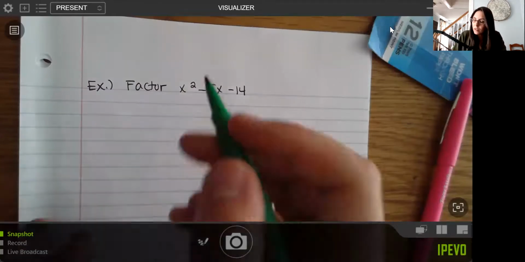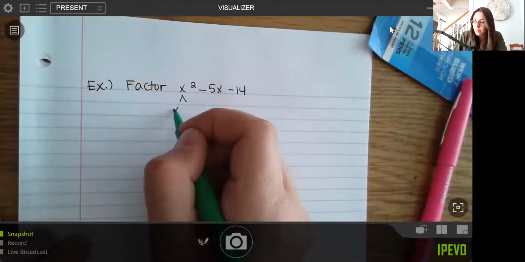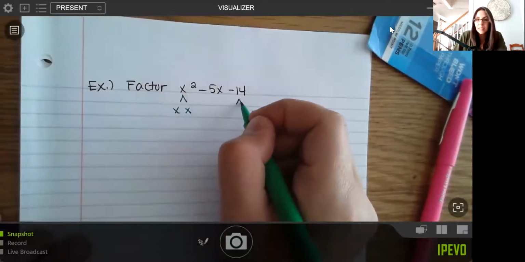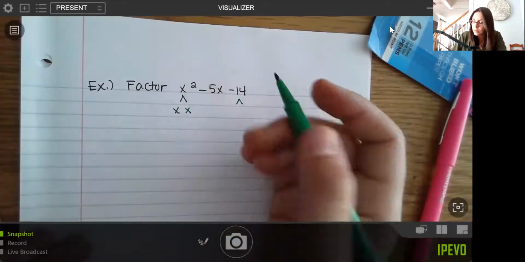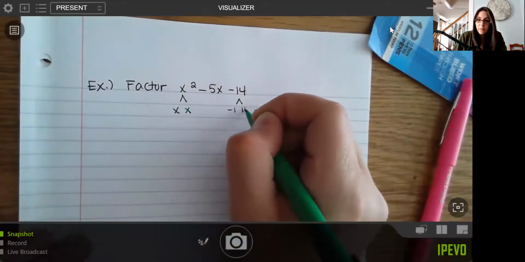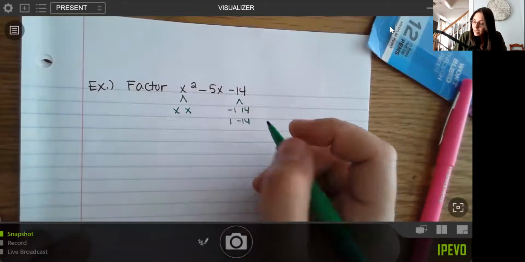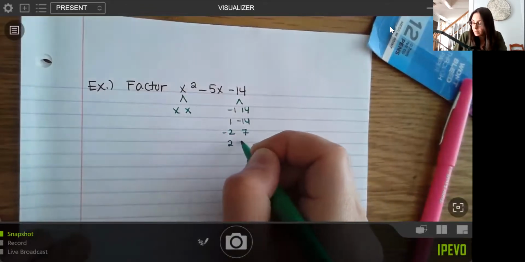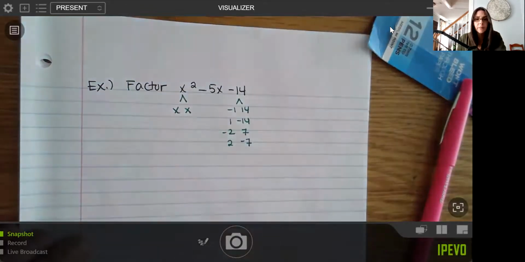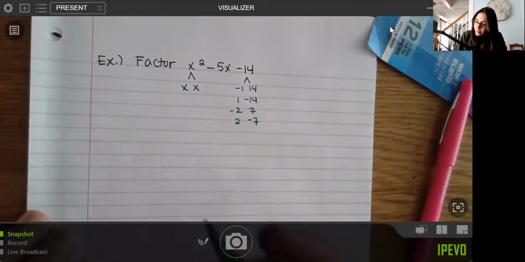I look at my first group and think about what my possible factors are. x squared is just x times x. Then I look at my next piece and I see a -14. To get -14, I could do -1 times +14, +1 times -14, -2 times 7, or 2 times -7. And that looks like all my factors there. So we're going to set it up.